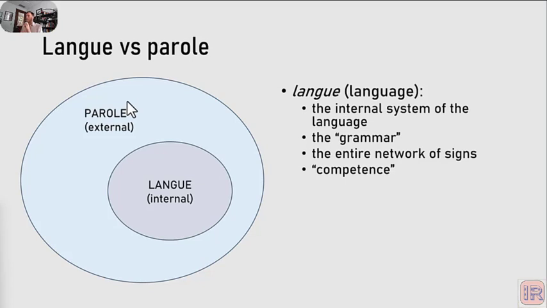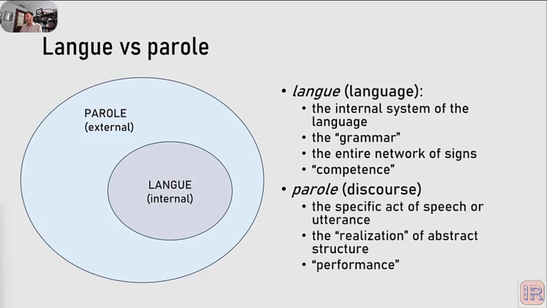Later on, linguists would use the term competence, as in what is a native speaker of a language capable of saying. To a certain extent, langue is idealized, right? It's kind of sanded and polished, and there's no rough edges, and there's no mistakes in it. It's a kind of a perfect, self-consistent structure.